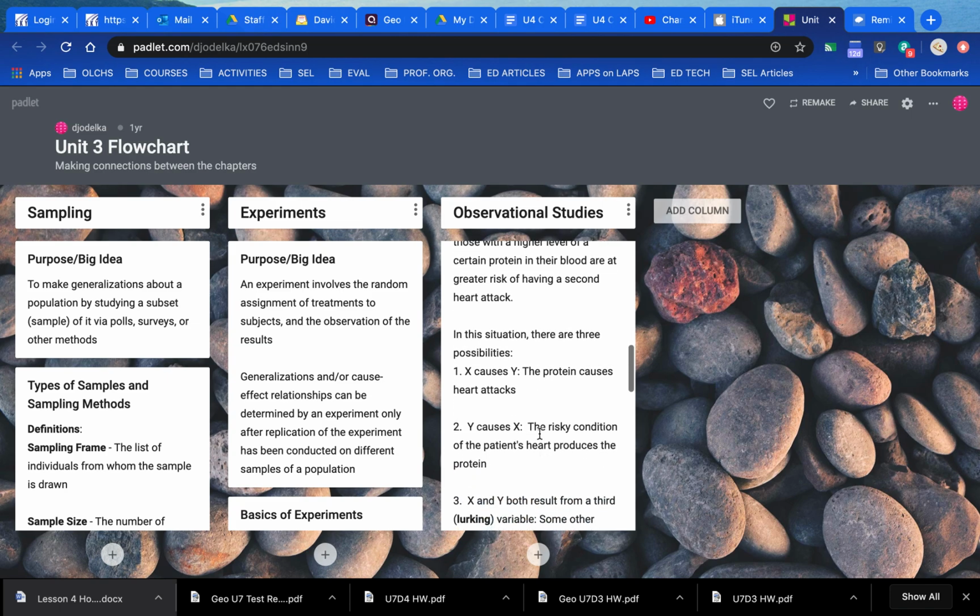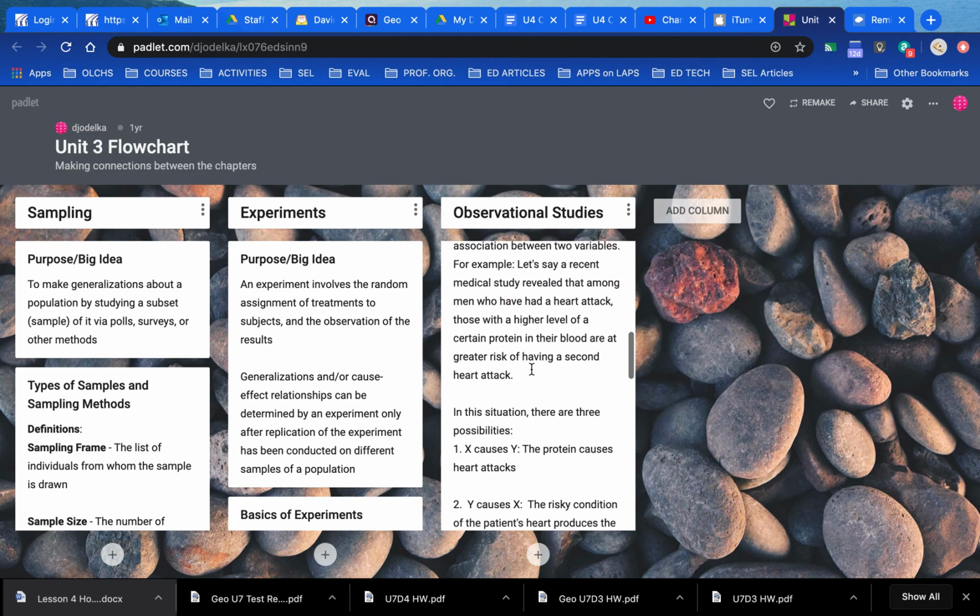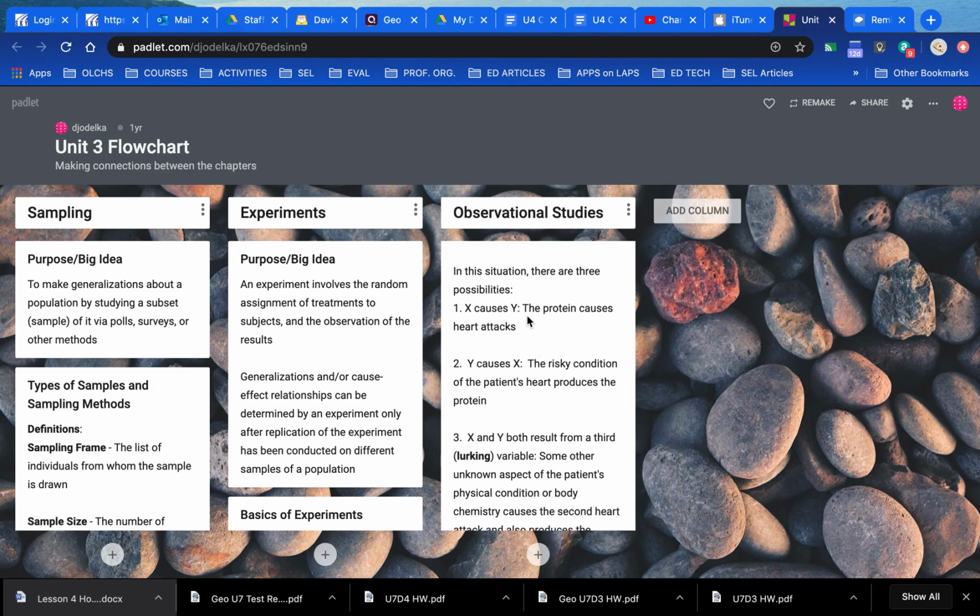Okay, so now it says right here there are three possibilities. We're talking about heart attack and people who have a certain protein in their blood being at greater risk of a second heart attack. And they studied men. So the situations that could happen are this. Maybe the protein that is in these men is causing the heart attack. Or maybe because their heart was compromised, that's why you're seeing the protein.